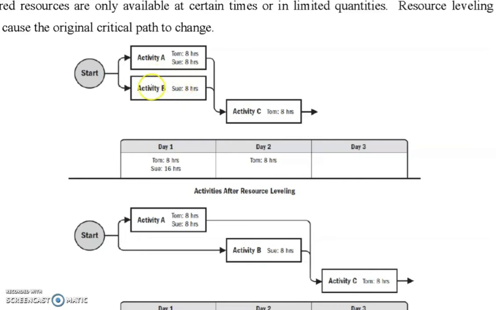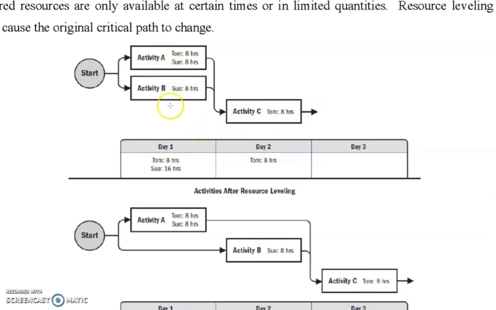Activity B requires Sue to do it because Tom cannot do this same activity. He doesn't have the skills or whatever the case might be. So we will use Sue for 8 hours. Then you see something wrong here. And then the relationship is finish to start. Activity C can be commenced or completed with Tom for 8 hours. Tom will do this work within 8 hours, and this way we have day one and day two.